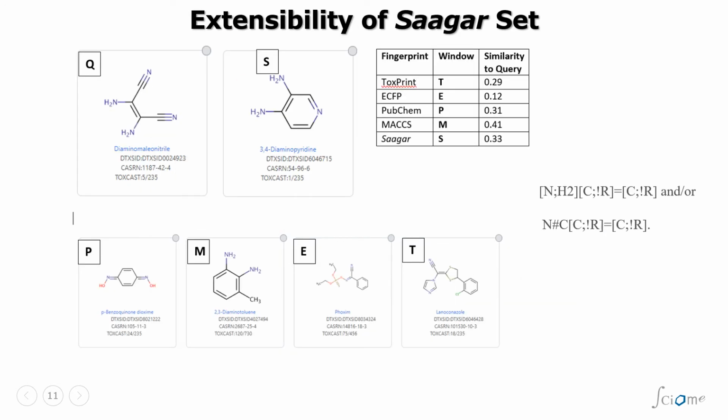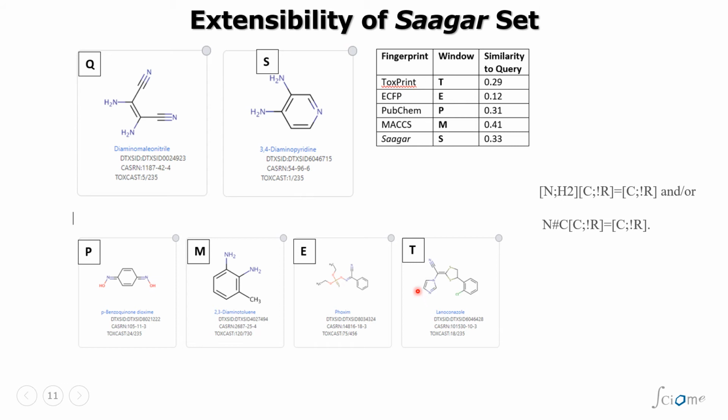We observed many cases like chrycine, but I want to discuss one more case to highlight extensibility of Saagar features. Here again, we picked another aromatic hydrocarbon active analog, diaminomalonitrile, as a query, found the closest compound with each of the 5 fingerprints. Window S shows the compound fetched by Saagar. Structure P was fetched as the closest compound by PubChem, M by Max, and E by ECFP4, and this structure was fetched as the closest compound by ToxPrint.